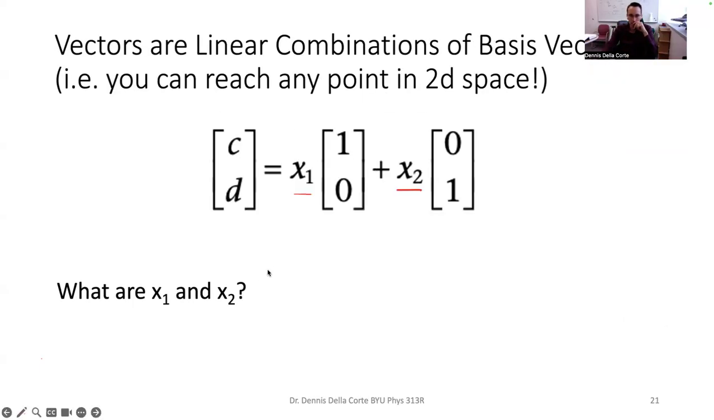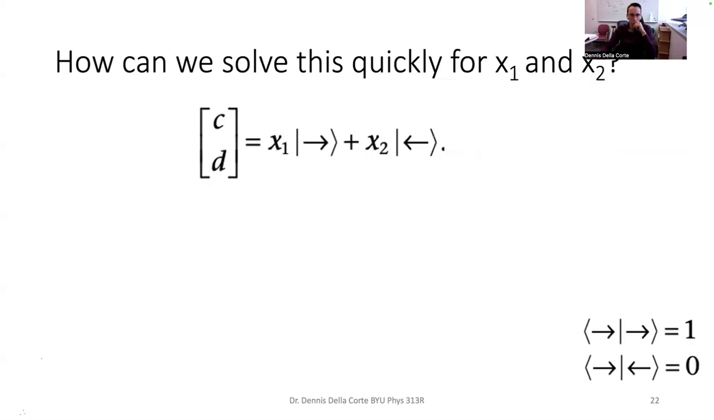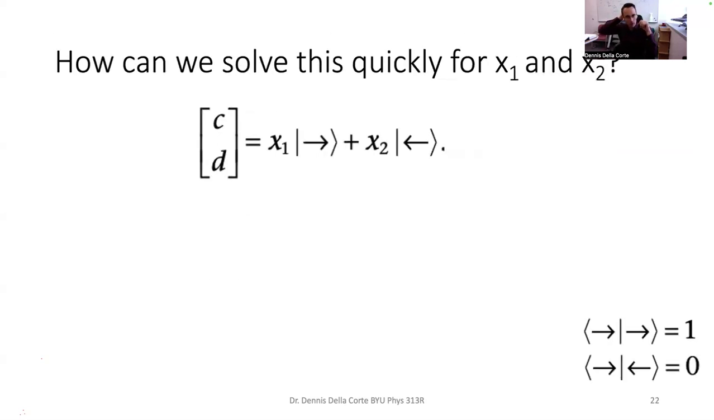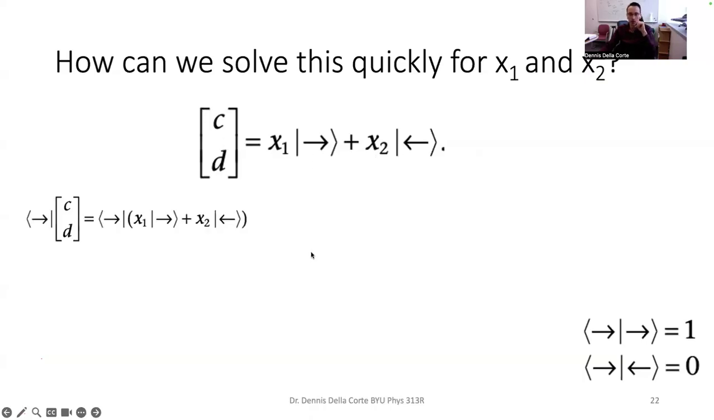And that's what we want to try to find out. All right. Okay. So how can we solve this quickly? Let's take a concrete example. We're going to go to a point C and D, and we're going to use these right and left vectors, wherever they were pointing. So there are two vectors that form an orthonormal basis. And so we want to see how many steps we have to take in each of these directions to get to the point C and D.